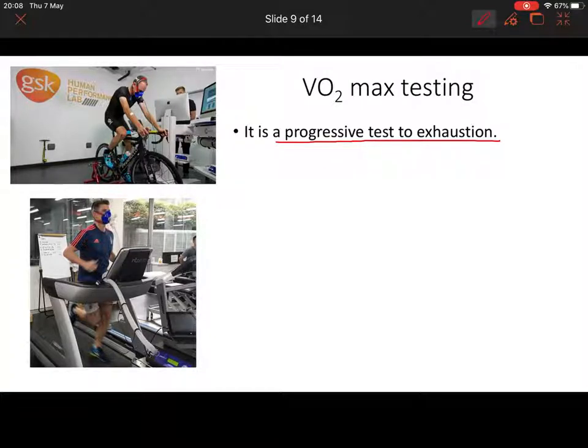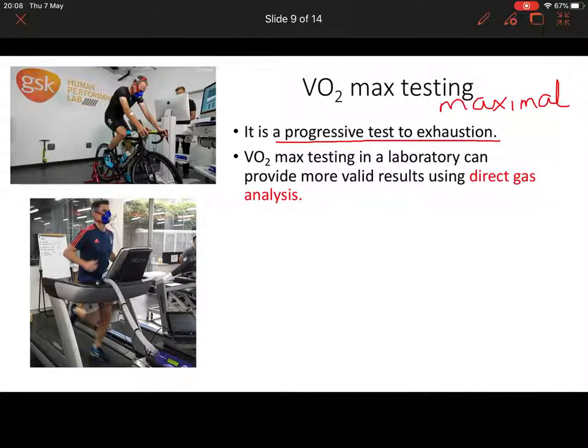It is, and another word I'll try and write out if my pen will let me, it is a maximal test. The idea of this test is it is trying to get you to exhaustion. Okay, where you cannot carry on. Okay, so it is a really, really hard test if done properly.